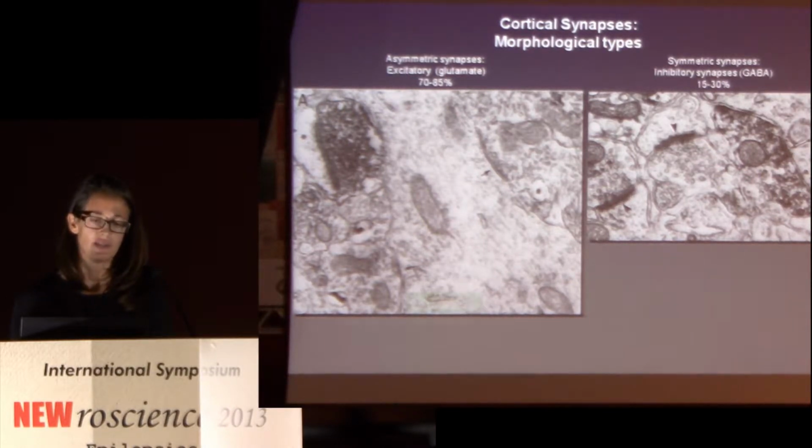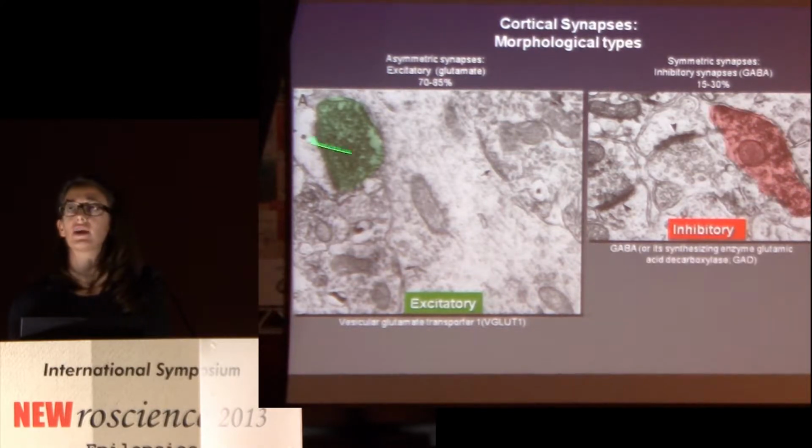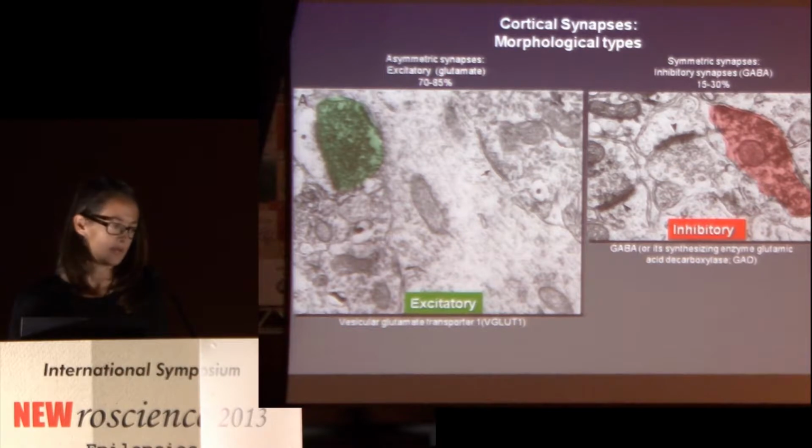As we can see here, when we use labeling for the excitatory markers, like the vesicular glutamate transporter, they are labeled, whereas the symmetric synapses are characterized by a very thin postsynaptic density, and they can be labeled using inhibitory markers like GABA or its synthesizing enzyme, and they are inhibitory, and they constitute about 15% of the total population of synapses.